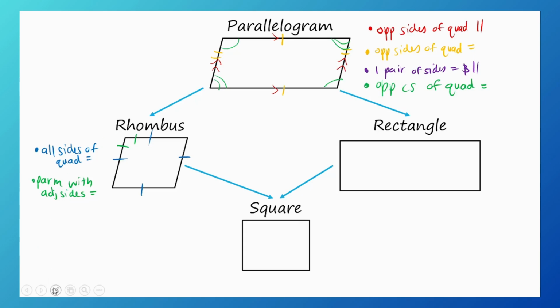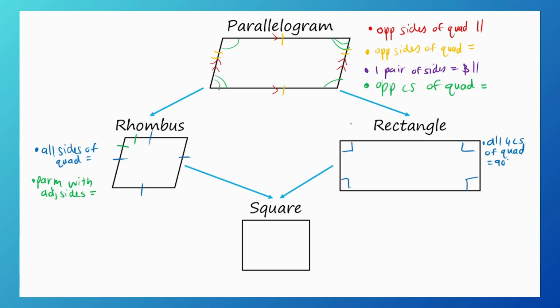Rectangle. Again, similarly, there's one that you can do without proving a parallelogram first, and that would be if you can prove that all four angles are 90 degrees. So all four. Then your reason would be all four angles of a quad are 90 degrees. That's without proving a parallelogram first or knowing that it's a parallelogram first.